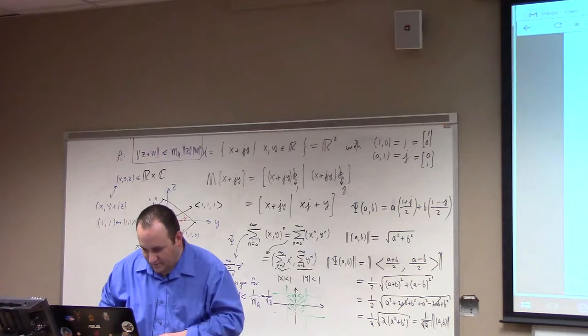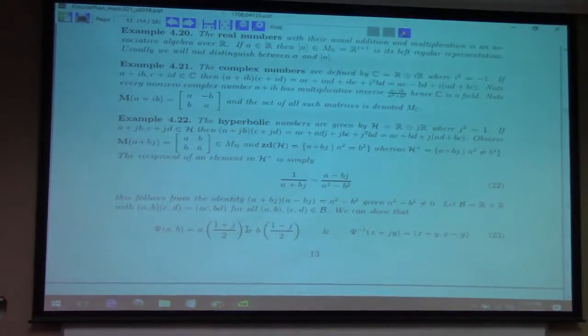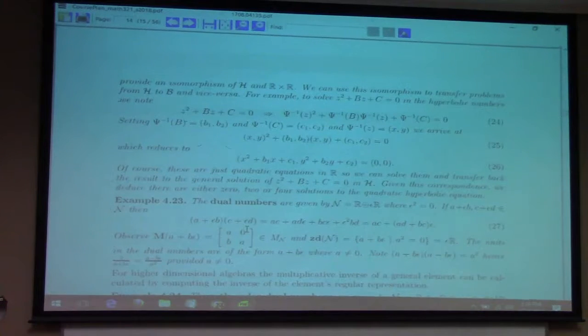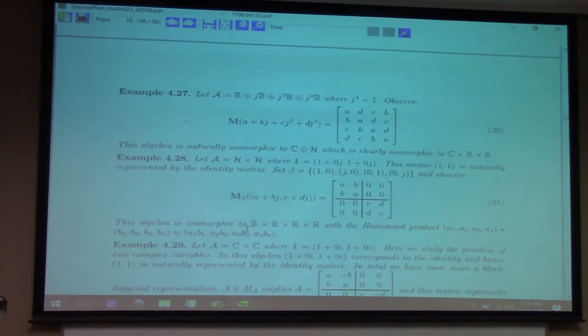All right, let me get back on track here. I have gotten considerably off track. Sorry about that. More examples to show you guys. So dual numbers, triple.